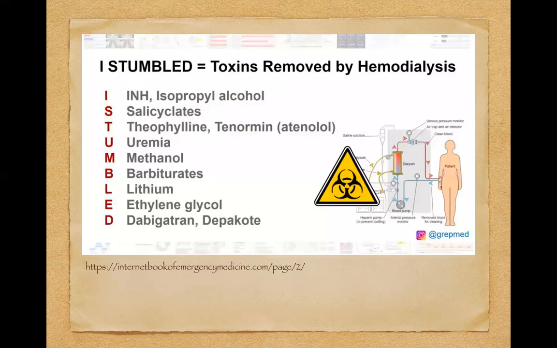So there's a nice little mnemonic that is called I STUMBLED, which are toxins that are removed or amenable by hemodialysis. So that's your INH and isopropyl alcohol, salicylates, theophylline, uremia, methanol, barbiturates, lithium, ethylene glycol, and dabigatran.